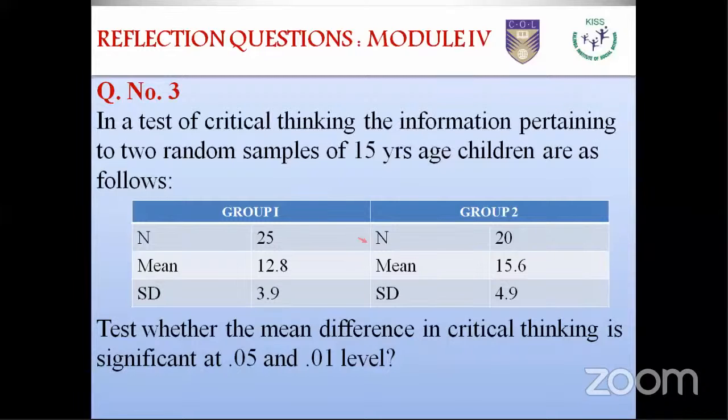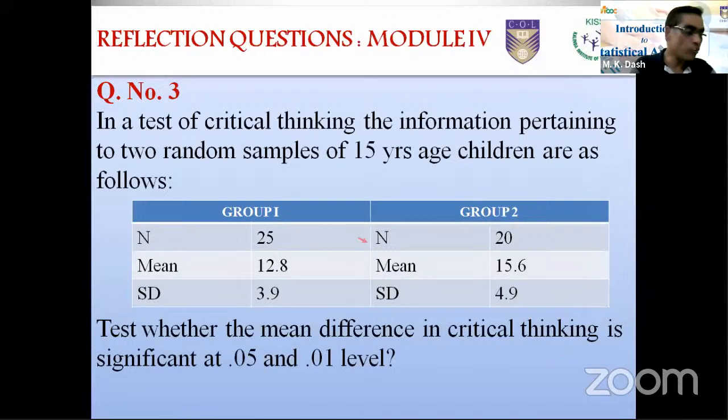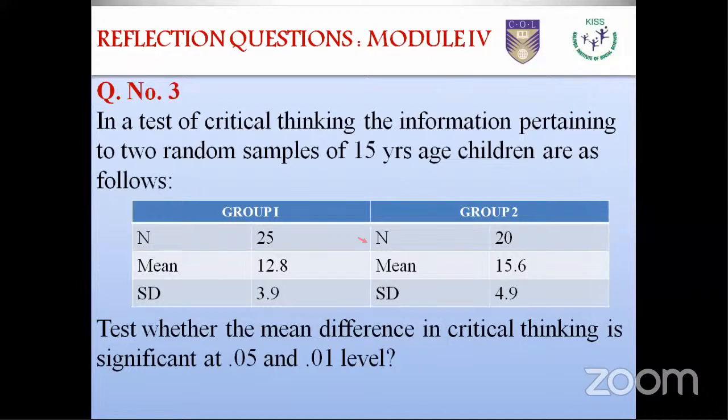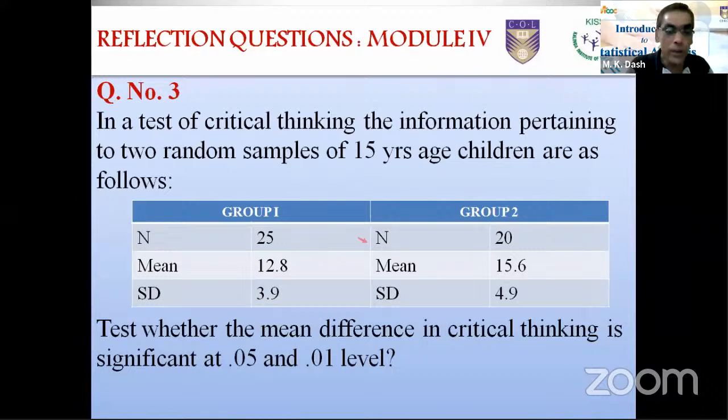Anyway, come to question number 3. This is your question number 3. Fine. I hope this is clear to you. Now I am going to question number 3. Okay, sir. Two groups are given, group 1 and group 2. All the data is given. We need to test whether the mean difference in critical thinking is significant at the 0.05 level and the 0.01 level. This is the critical thinking of 15-year-old children of two different groups.